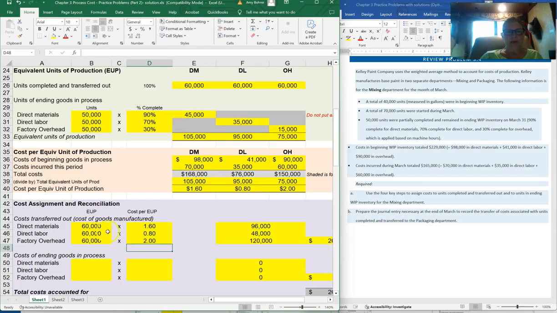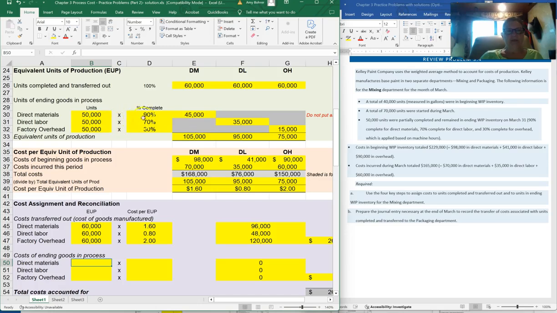And all it's doing here is taking these and multiplying them. 60,000 times $1.60 is 96. 60,000 times 80 cents is 48. And 60,000 times $2 is 120. Now we need to figure out those 50,000 units that were in ending goods in process, how much cost should be assigned to them. So what was our equivalent units for direct materials? Right, we figured that out here.